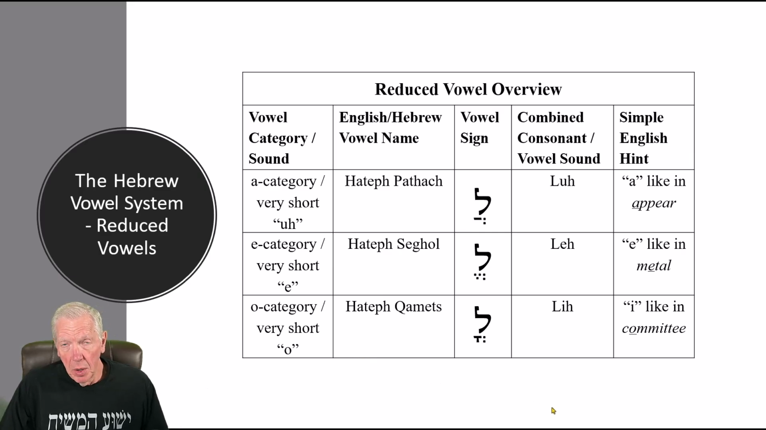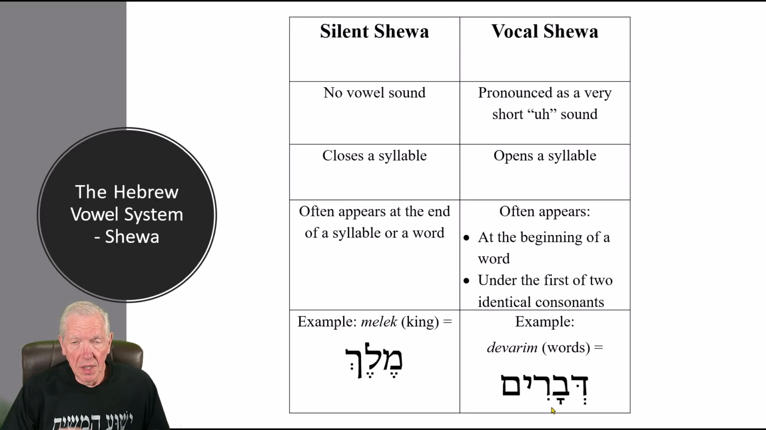Now, speaking of Shewas, there are 2 of them. There's a silent Shewa and there's a vocal Shewa. Now the silent Shewa has no vowel sound at all. It closes a syllable. That's its purpose, is to close a syllable. It often appears at the end of a syllable or a word. And a good example of this is melech, which means king. And so you can see the 2 dots. That's a Shewa inside that kaf there.